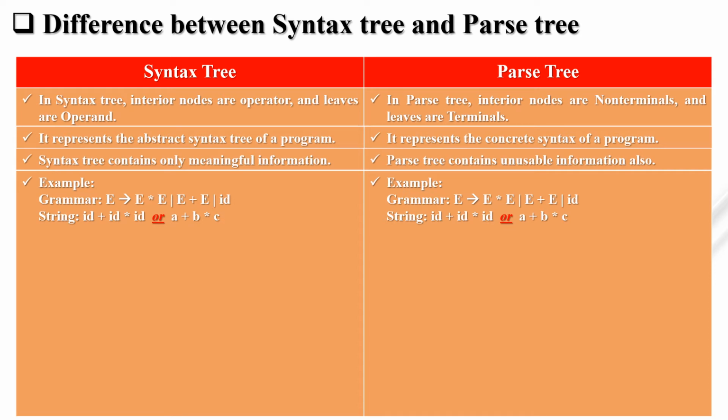So for drawing the syntax tree, which expression is evaluated first? B into C. So id into id, then the answer will be added with the id1.